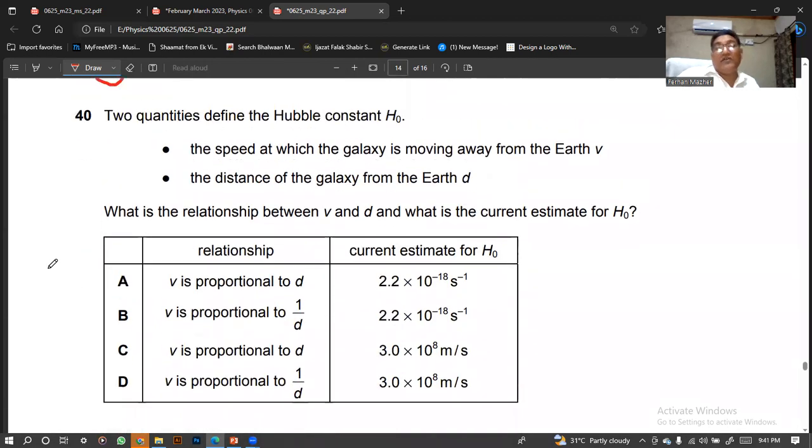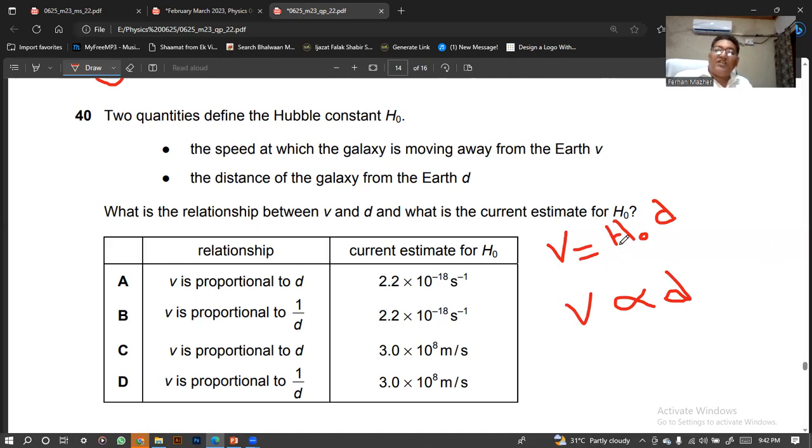Then we have question number 40. Two quantities define the Hubble constant, H naught. The speed at which the galaxy is moving away from the Earth, that is V, and the distance of the galaxy from the Earth, D. What is the relationship between V and D? V, the speed at which the galaxy is moving away, equals H naught D. This is that formula. Because H naught is a constant, V is directly proportional to D.